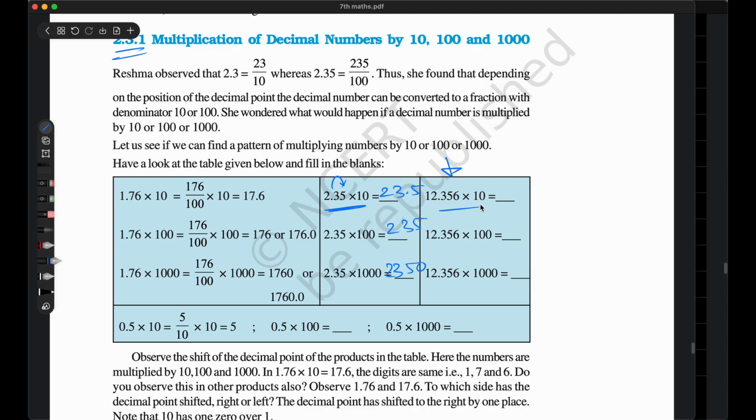For the third example, that is 12.356. For the first one, that is 10, the decimal shifts right by one digit, that is 123.56. For the second one, it shifts right by two digits, that is 1235.6, and last, it is shifted by three digits, that is 12356.